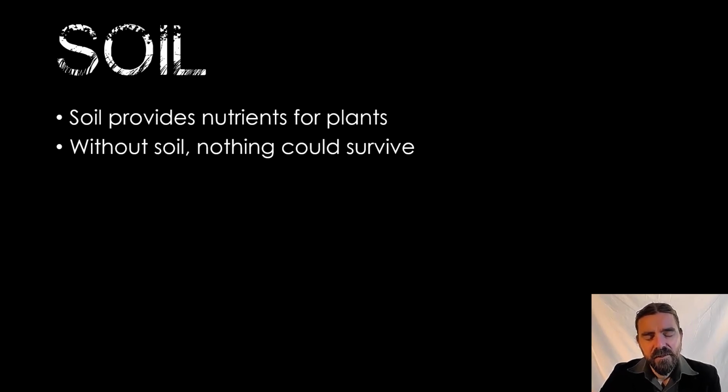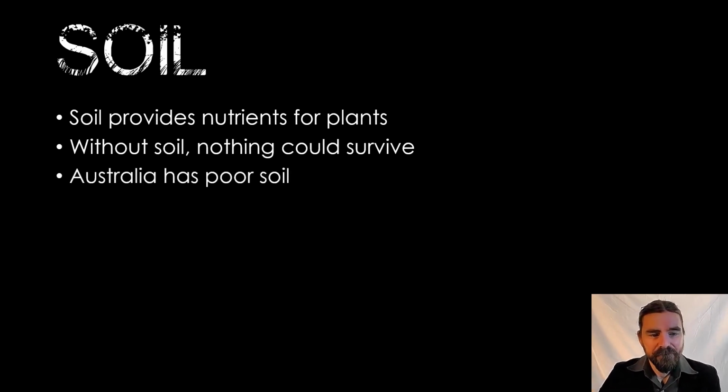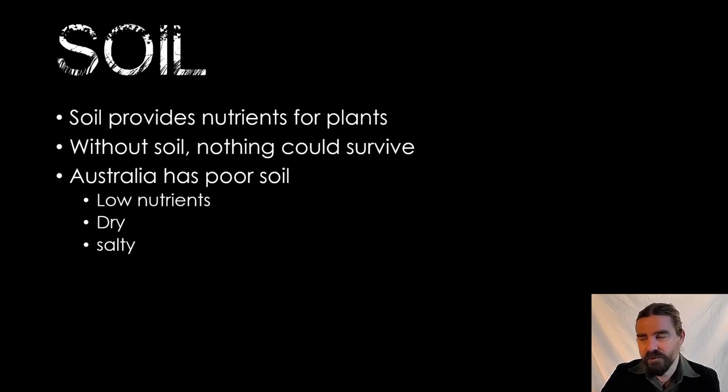And the world does have a problem with soil health. We are over farming our soils and making it have less and less nutrients. So we're going to have to do something about soil health in the next 50 years, or we're all going to die. We're going to run out of food. Yep, as mentioned, Australia's got poor soil. Doesn't have a lot of nutrients in it. Its soil is dry and its soil is salty.